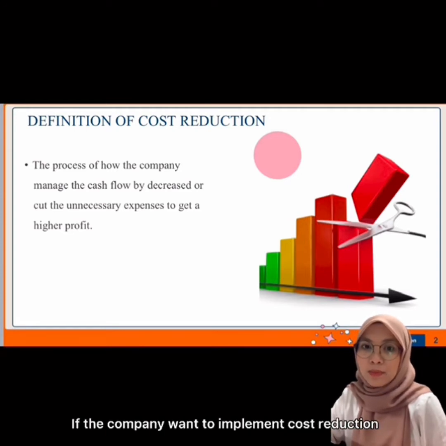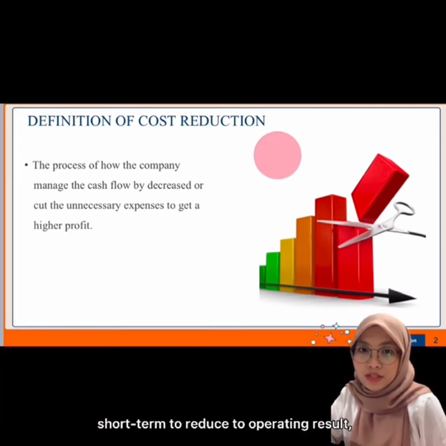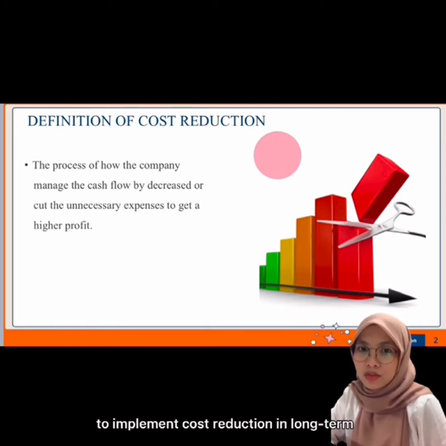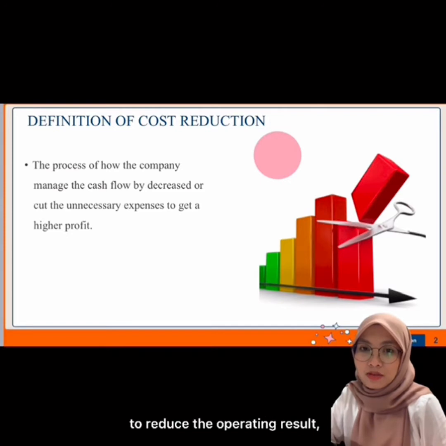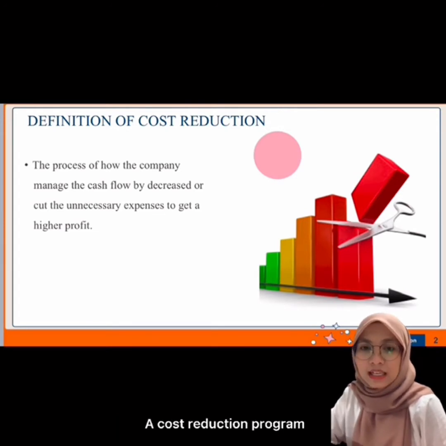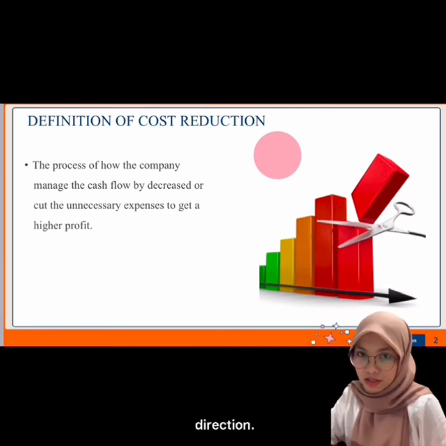If the company wants to implement cost reduction for the short term to reduce the operating result, it will probably focus on discretionary costs that are not likely to affect the company, such as labor training costs. But if the company is planning to implement cost reduction in the long term to reduce the operating result, it will focus on isolating or cutting the product or program that does not flow to the highest profit over a longer term. A cost reduction program may be combined with a strategic change in which previous product lines and programs are phased out to make room for the new corporate direction.